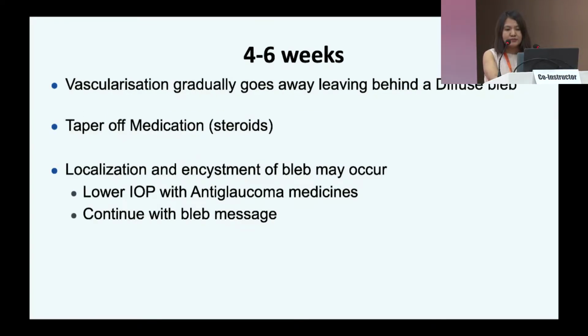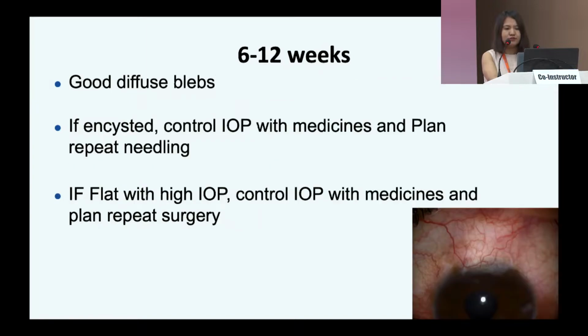At around 6 weeks, the vascularization is going to reduce, and then if you see a diffuse bleb, that is well and good, and at that point of time you can think of tapering off the steroids and stopping them. But in some cases the remodeling process is giving rise to an encystment or localization, then you should consider using an anti-glaucoma medication and continue with bleb massage. At around 12 weeks, if the bleb is encysted, you may plan another needling procedure or revision.